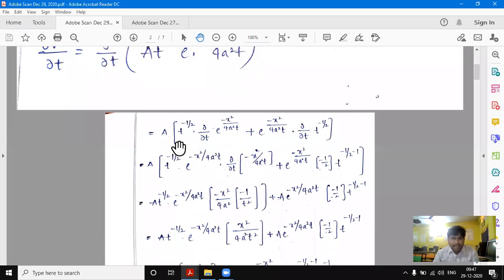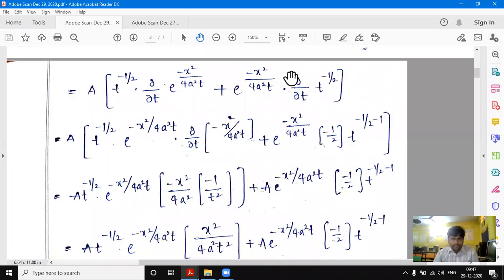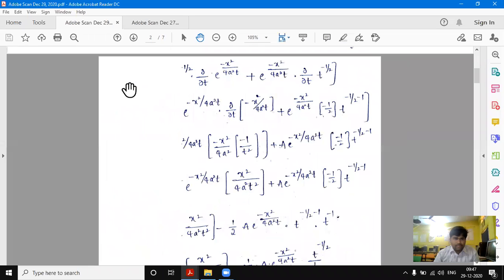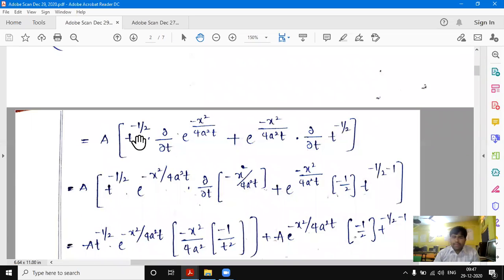Then see beta, here t power minus 1 by 2 is there. In e power minus x square by 4a square t, there is a t in the exponent as well. So how to apply here? We have to apply the uv formula. So that is a into t power minus 1 by 2, derivative dou by dou t into e power minus x square by 4a square t, plus, now we write the u value, that is e power minus x square by 4a square t into dou by dou t of t power minus 1 by 2.